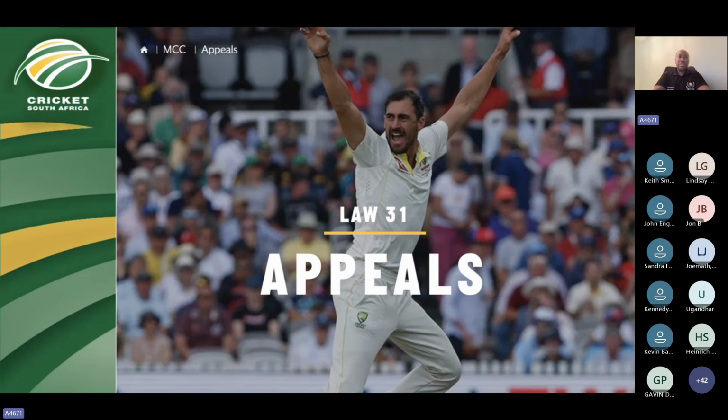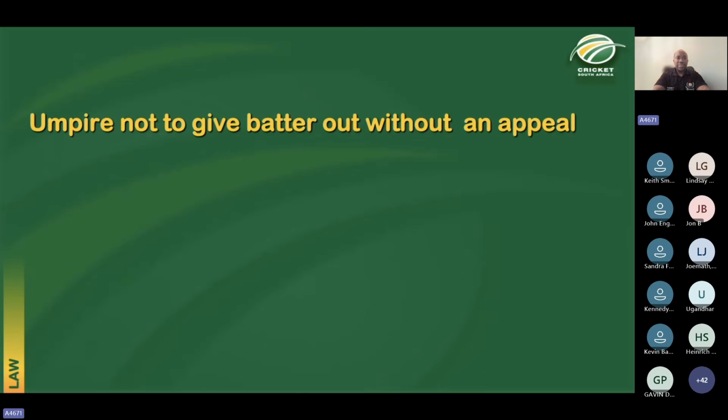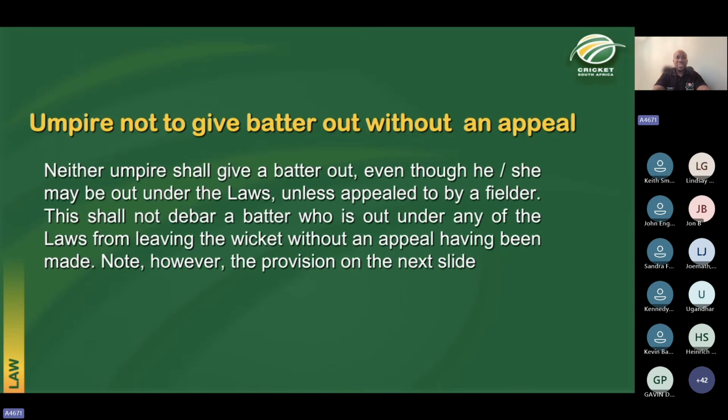Last law that I am going through today is Law 31, appeals. Very importantly, an umpire is not to give a batter out without an appeal. Law is pretty clear on this. Neither umpire shall give a batter out, even though he or she may be out under the laws, unless appealed to by a fielder. This shall not debar a batter who's out under any of the laws from leaving the wicket without an appeal having been made.